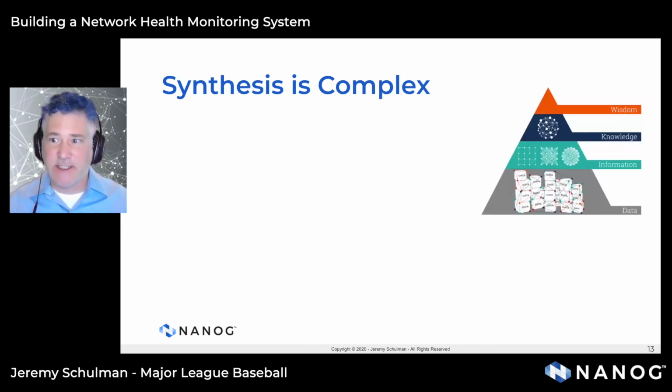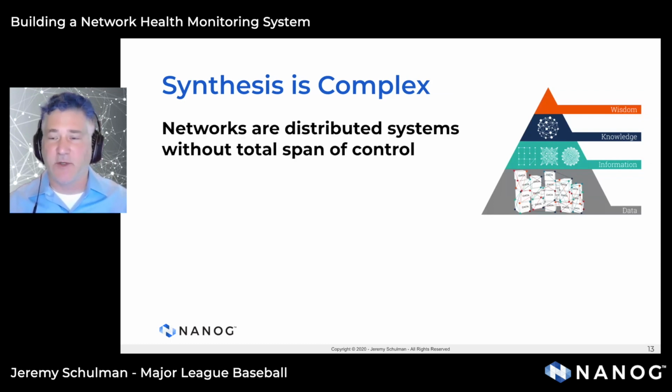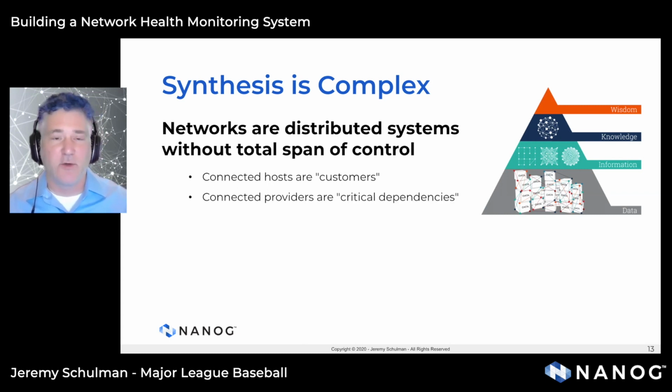And then generally speaking, the synthesis problem is very complex. This is because networks are distributed systems and we don't have a total span of control. As an operator of a network, there are devices in our network we don't control, like the connected hosts. Those could be our customers or our users, for example. We might be connecting to service providers, and they are critical dependencies to our network. So if that interface to a service provider goes down, or if we have issues with service provider networks, understanding the health of those systems is hard because we don't control them. We can only see the effect from our side of the link, so to speak.